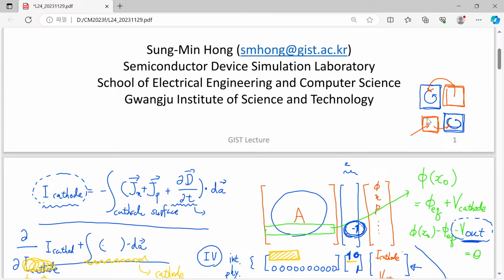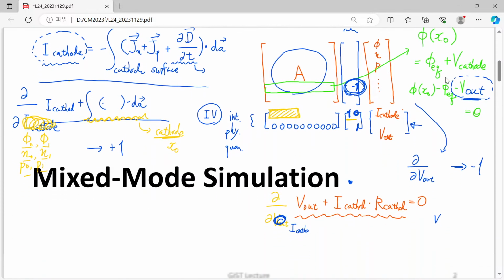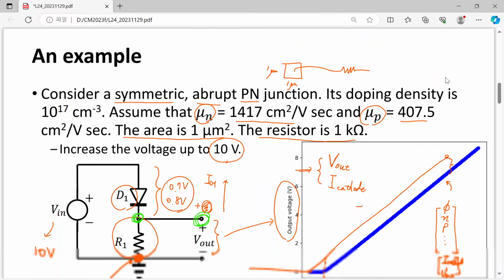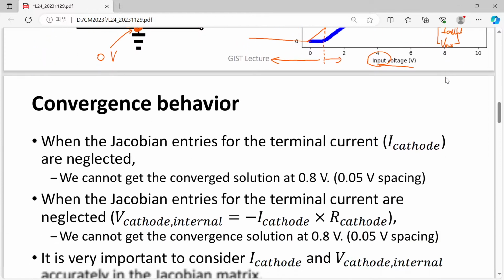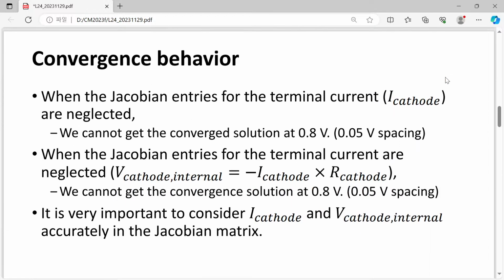Diagonal box. So those kinds of off diagonal components should be considered carefully. If you just omit one interaction, then eventually you will get some degraded convergence behavior. So now let's visit my own experience with the example code convergence behavior.